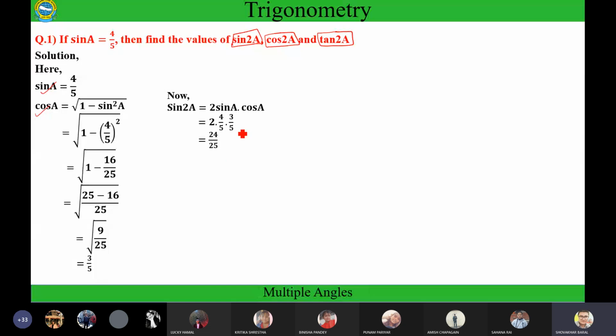Similarly, let's find the value of cos 2a. We have 3 set of formula for cos 2a with regard to this question. We can use any one here. We have 3 set of formula: cos square a minus sin square a. Similarly, 2 cos square a minus 1 and 1 minus 2 sin square a.